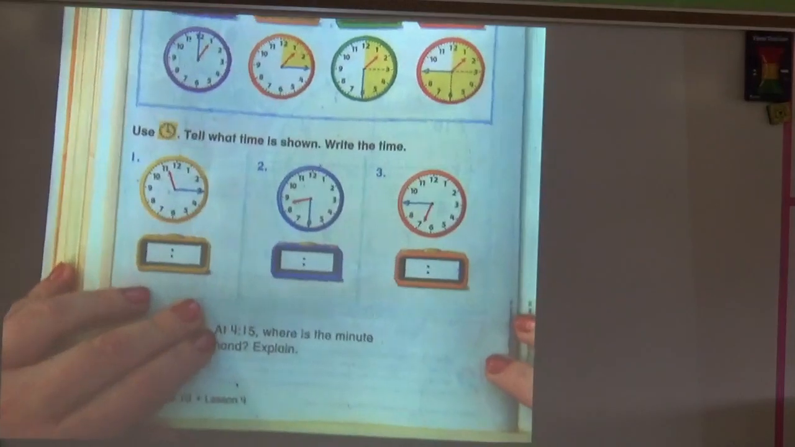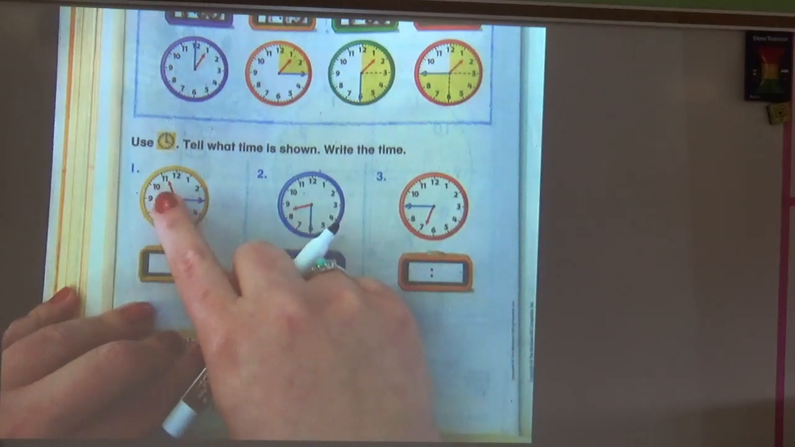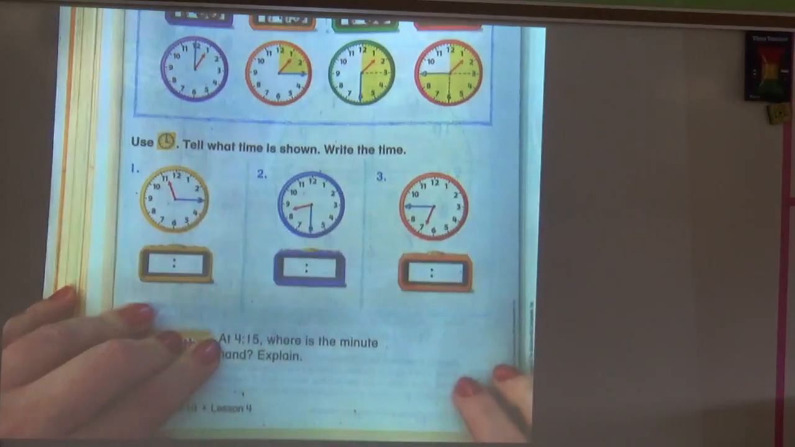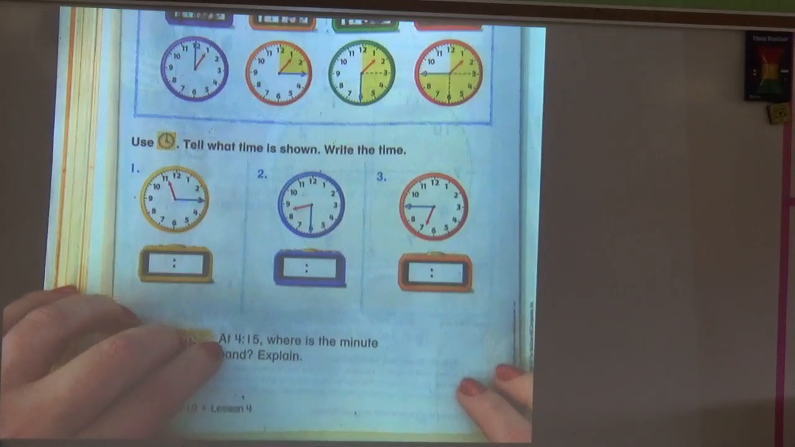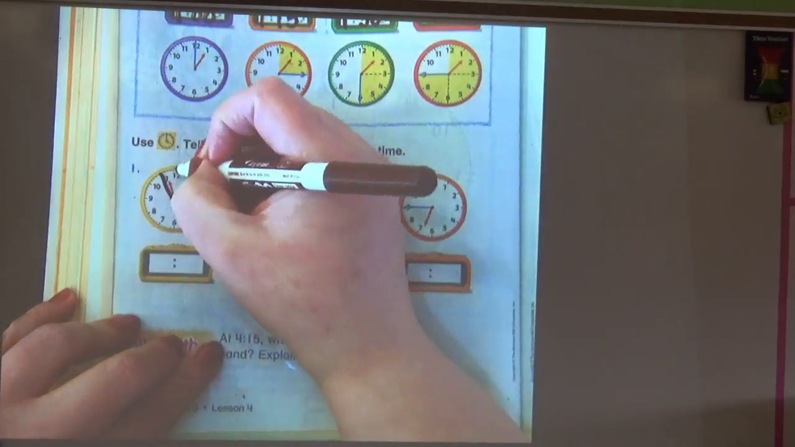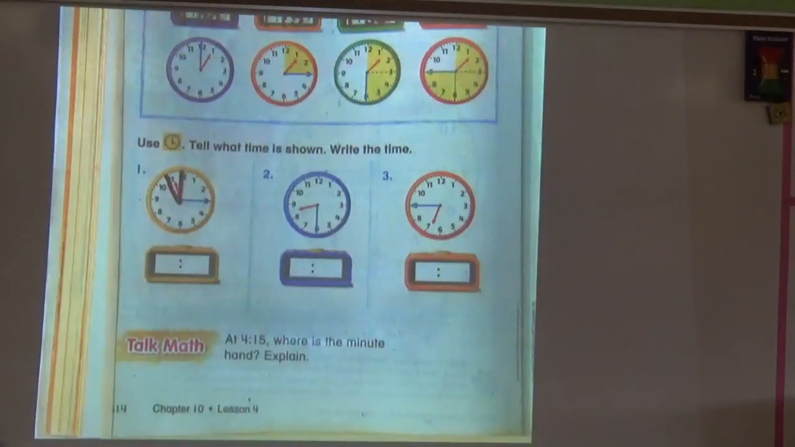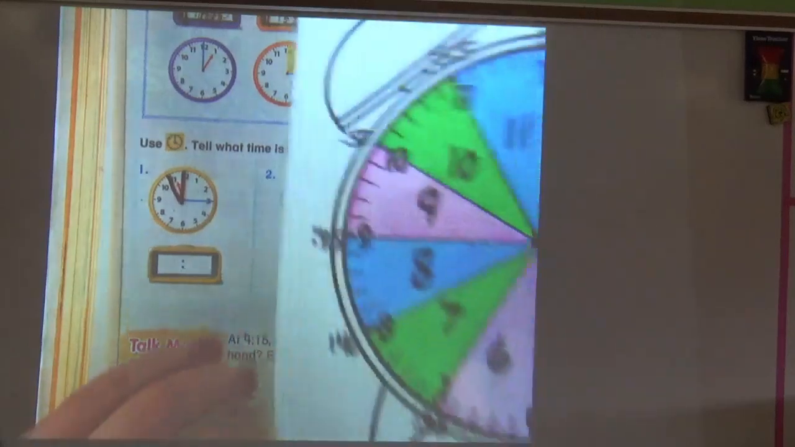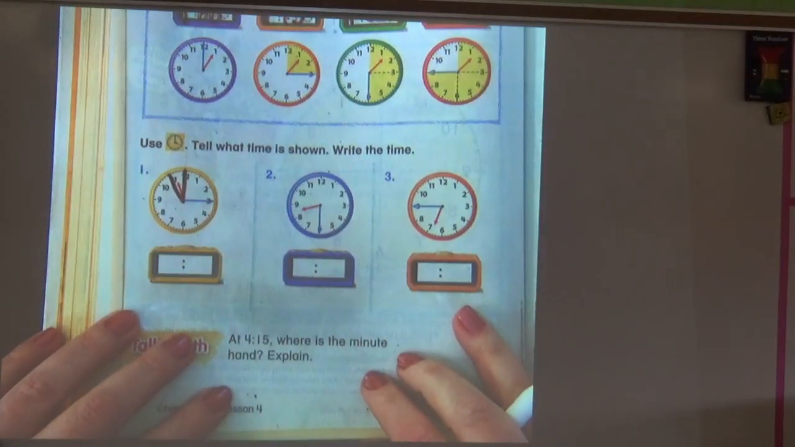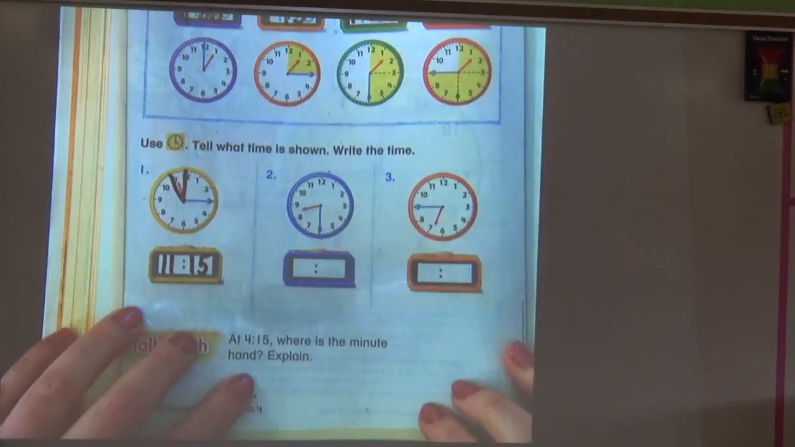All right, so let's look down here and do some examples. Let's look at our yellow analog clock. Our hour hand is just a little bit past the 11, and our minute hand is pointing directly at the 3. Now remember, if you're having a little trouble figuring out what the hour is, draw your lines from your colorful clock and pull out that colorful clock to help you see even better what it's pointing to. So you can draw it on the colorful clock if you need to. What time is the yellow analog clock showing? If you said 11:15, amazing job. You are getting very good at this already.